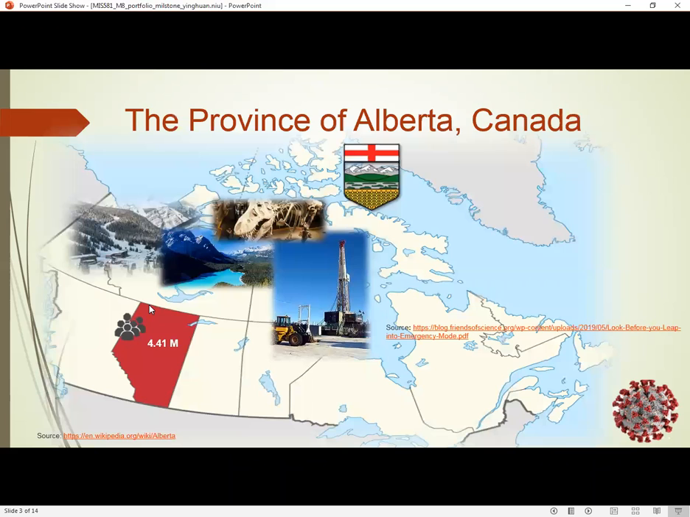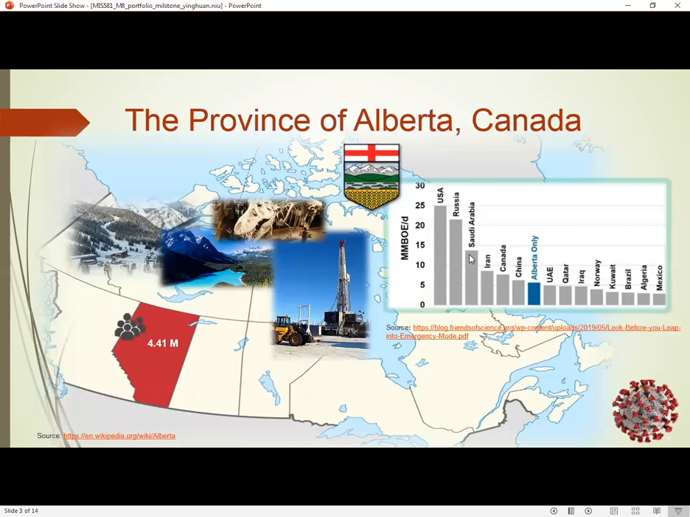The total population of the province is 4.4 million in 2020, and more than 50% of them live in the two major cities, Calgary and Edmonton. Alberta's economy still largely relies on the oil and gas industry. As you can see in the bar chart, of the top 15 crude oil production regions, Alberta ranked 7th place and accounted for about 70% of the total production of the country.